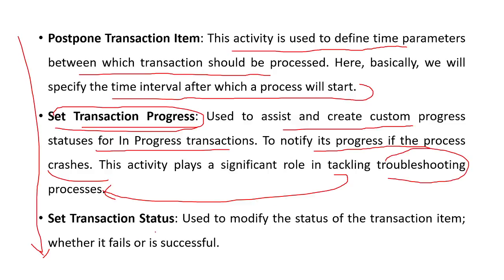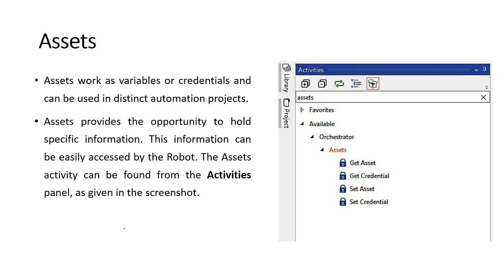Set transaction status is used to modify the status of the transaction item, whether successful or unsuccessful. So to set the status, you need to use the activity called set transaction status. Now, this is another interesting component that will be there in the orchestrator server. Basically, now we shall see what is the use of this particular component.